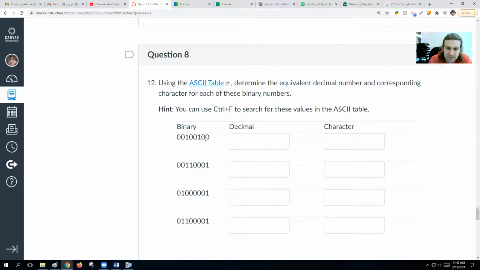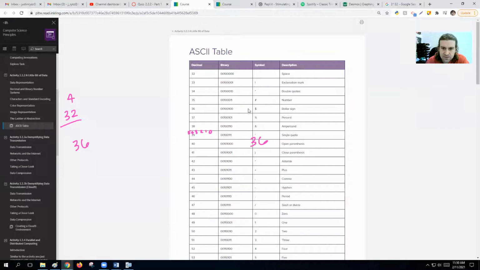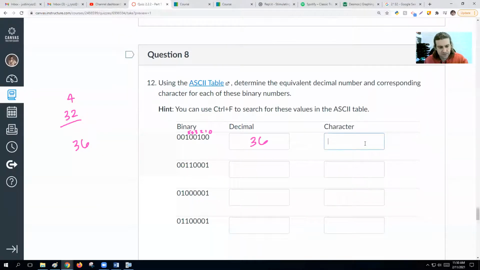But you guys can probably see here, what do we have in binary? We have 0, 1, 2, so we have 2 squared, which is 4. And then 3, 4, 5, 2 to the 5th power is 32. We can add those together. That's 36, so that's the decimal equivalent. We look at our chart and see what the decimal equivalent of 36 is, and that is the $ sign. So we'll type in the $ sign.